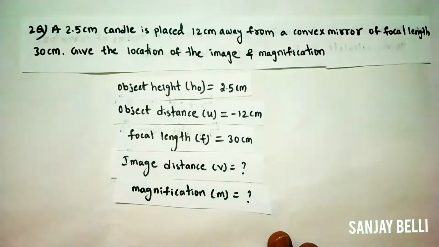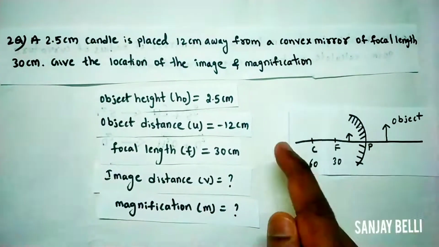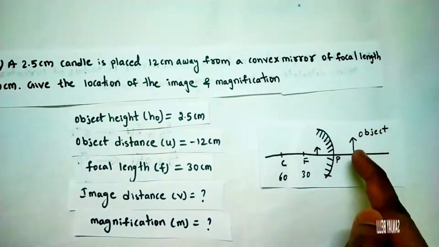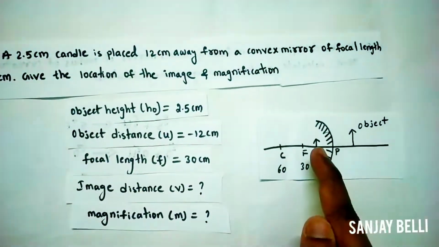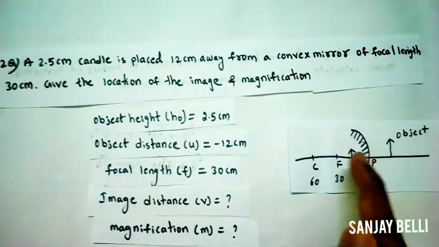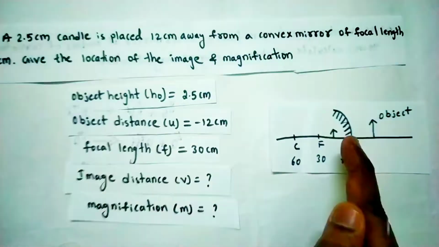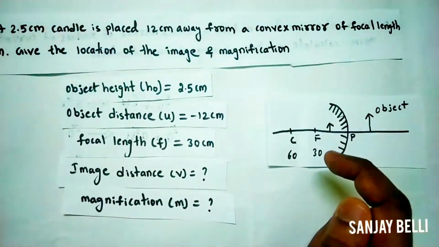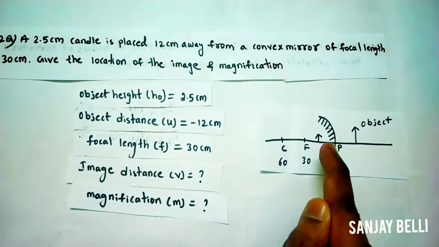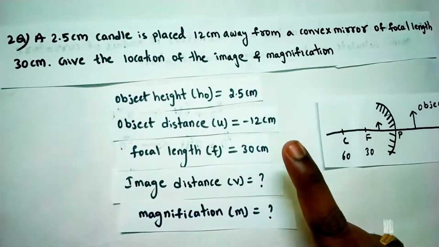Before solving this problem, we need to go for the rough diagram. So this is your convex mirror with P, F, C. Focal length is 30, so the center of curvature will be 60, and the object is placed 12 centimeters in front of the convex mirror. As we know, the convex mirror always forms a virtual, erect and diminished image. So the image is always obtained between P and F, behind the mirror, inside the mirror. So your V value should be less than F. That is, less than 30, and also positive. And your image height also should be less than the object height, and it also should be positive. According to sign convention rules, U will always be minus.